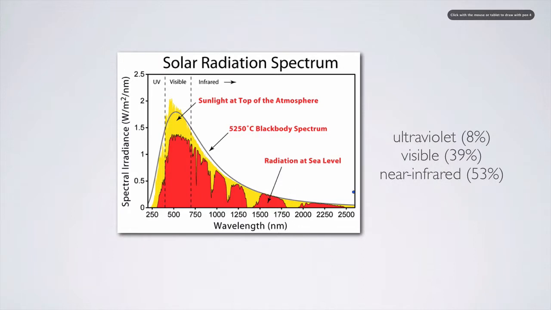If we partition all the energy that's coming out of the sun, somewhere on the order of 8% is in the ultraviolet range, 39% is in the visible range, and the near infrared is somewhere on the order of just a little bit over half. So a large proportion of that energy is in wavelengths that we can see, and more than half are on longer wavelengths.